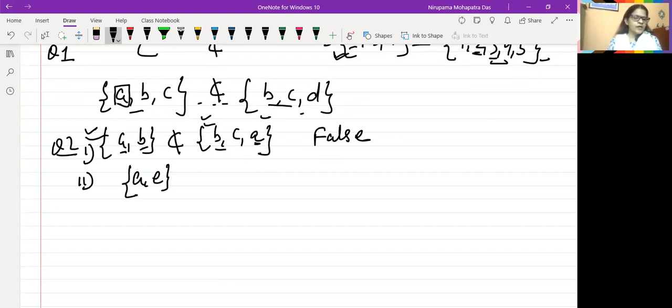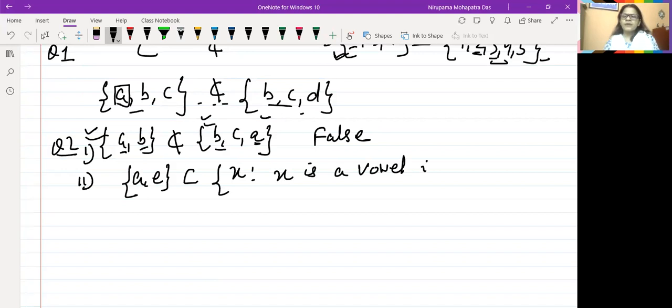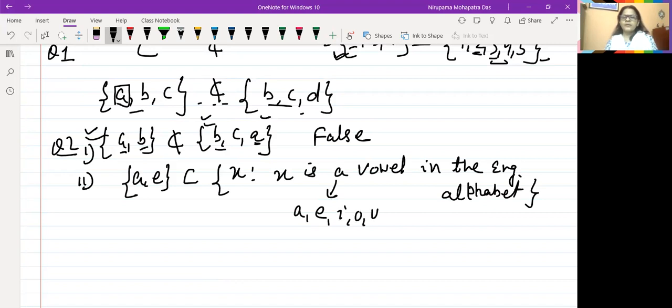Set containing two elements A, E. This is a subset of the set of X such that X is a vowel in the English alphabet. So whenever we say X such that X is a vowel in the English alphabet, as you know, it can be taken as A, E, I, O, U.